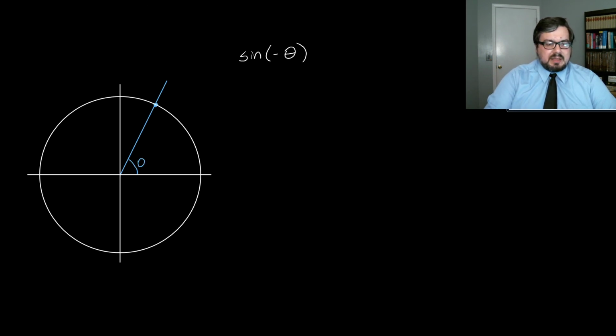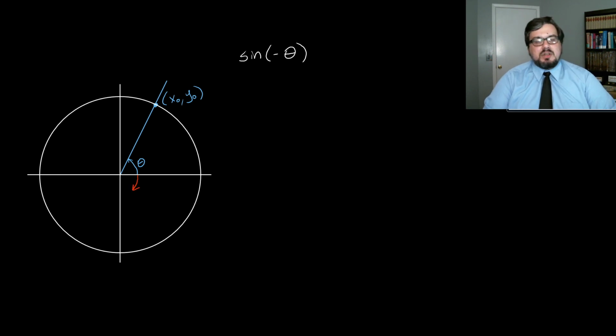Let's say I have this angle theta, and I've got the point x0, y0. And now I want to consider what happens if I look at the angle negative theta. Now negative theta is going to rotate around the circle by the same amount, but it's going to go in the clockwise direction. It's going to go in the opposite direction to our normal ones. And so we get this point down here. Well, how does the red point correspond to the blue point?